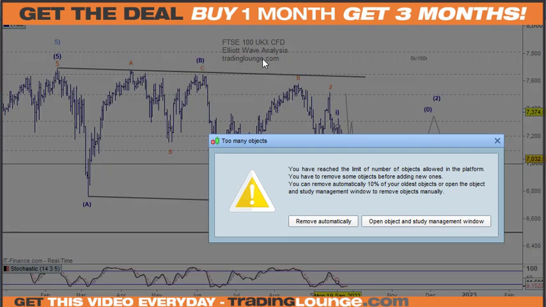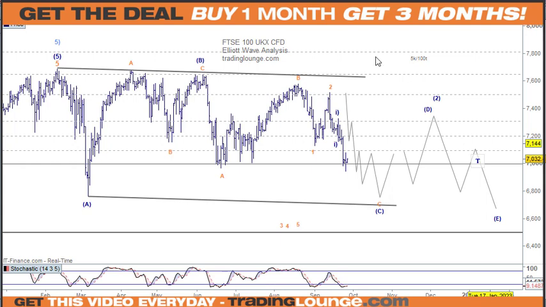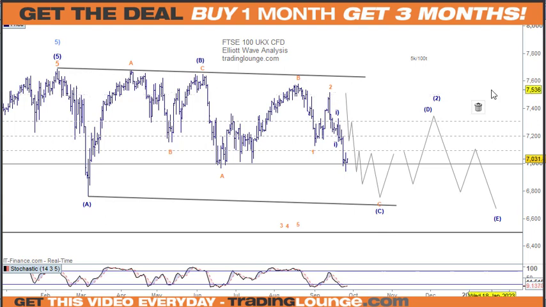Too many objects on the chart, so I'll just take some off. But look, I don't know if we've got an A and a B and a C down to here, or we're going to have 5 waves down to this C wave here. So we'll probably play it out like 5 waves coming down. And yeah, so we'll just see how that plays out.